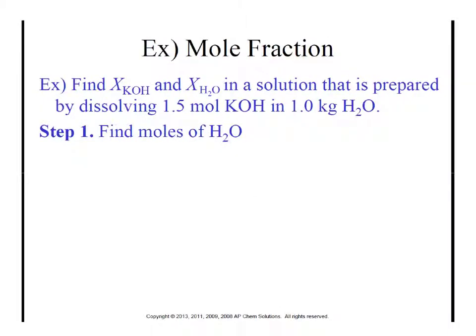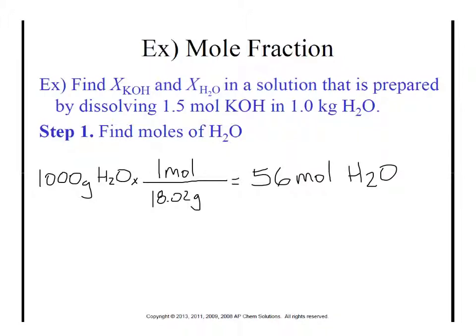Here's an example with mole fraction. So we want to find the mole fraction of potassium hydroxide in water in a solution that has been prepared by dissolving 1.5 moles of potassium hydroxide in 1 kilogram of water. Okay, so we have 1,000 grams of water, and 1 mole of water weighs 18.02 grams, which means we have 56 moles worth of water. So that's our total moles of water, and we already have our moles of potassium hydroxide.